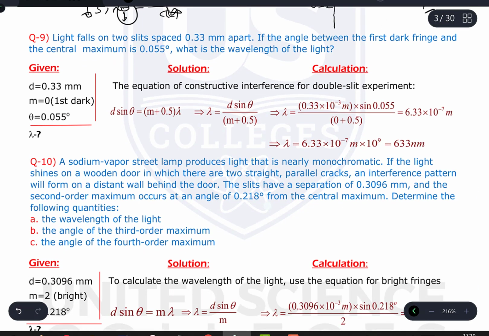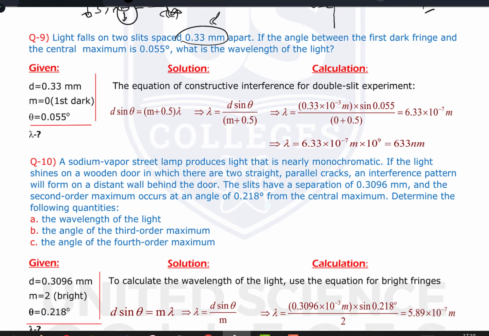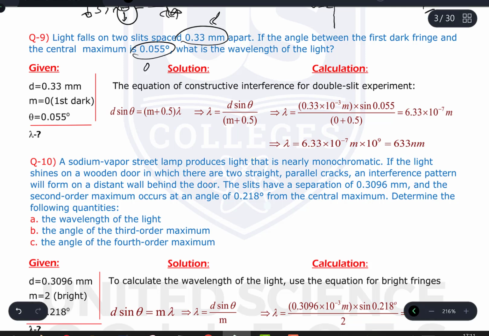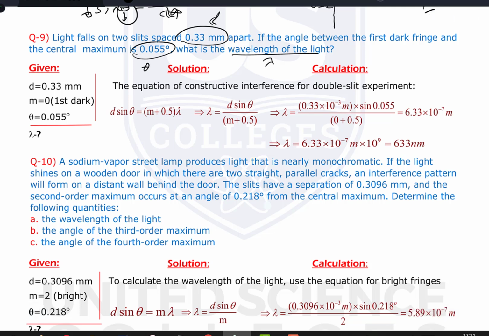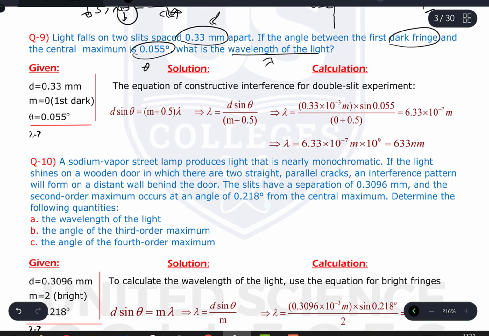Question number 9. Light falls on two slits spaced 0.33 millimeter apart. The separation between the slits d is 0.33 millimeter. If the angle between the first dark fringe and the central maximum is 0.055 degrees, this is theta. What is the wavelength of the light? So it's a first dark fringe.